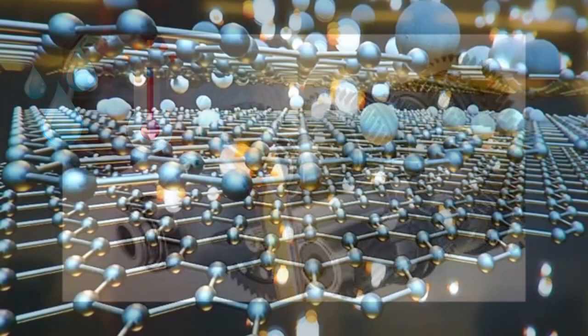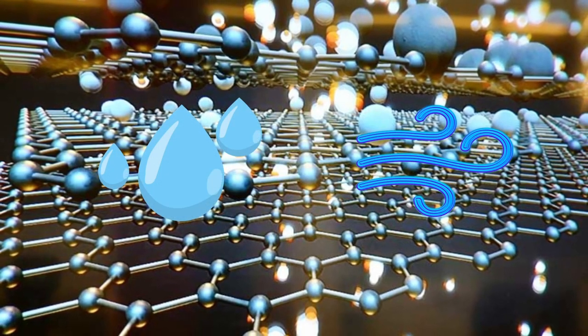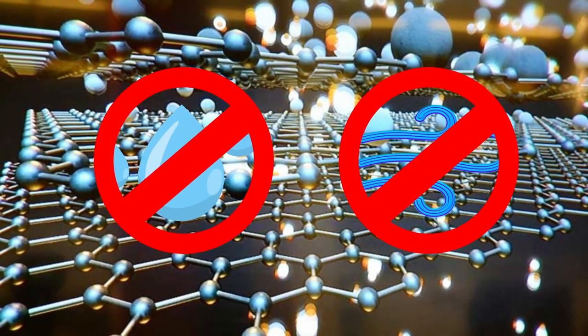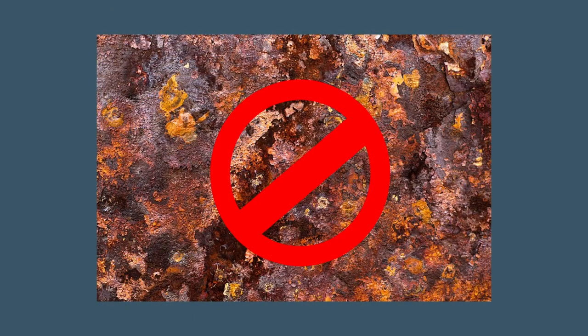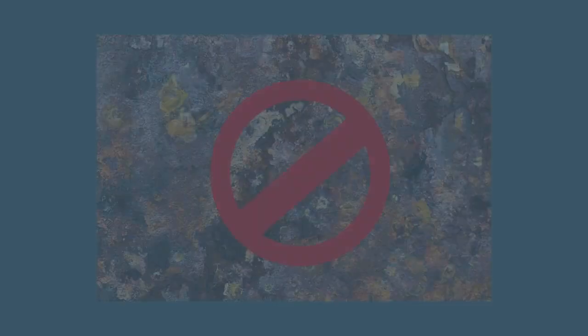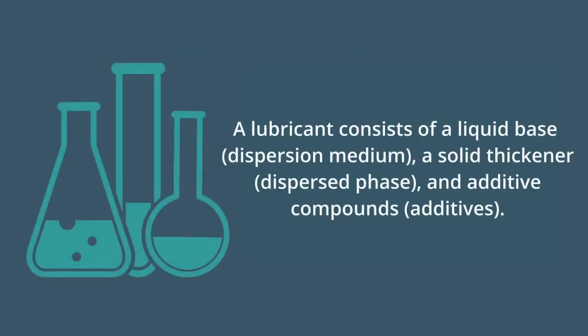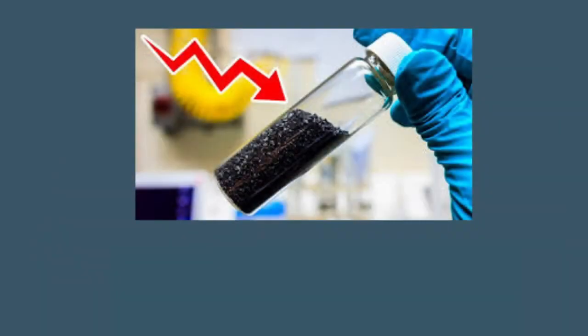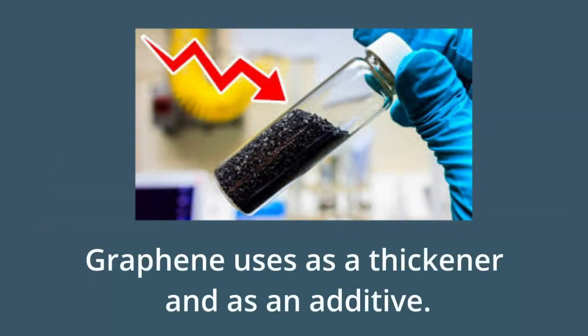Another useful property of graphene is its capability to repel water and obstruct ingress of air, meaning that it slows down oxidation processes on the surface of metals. In general, a lubricant consists of a liquid base (dispersion medium), a solid thickener (dispersed phase), and additive compounds (additives). The distinctive aspect of graphene is the possibility to use it both as a thickener and as an additive, ensuring good tribological properties of the lubricant.